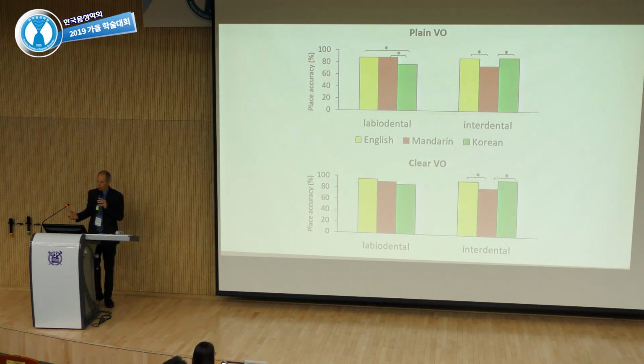Mandarin listeners are faced with an interdental. They don't have an interdental. They classify it as the nearest thing, which is the labiodental. And notice that they also don't recover from that when we go from plain speech to clear speech. They still are at a disadvantage here.